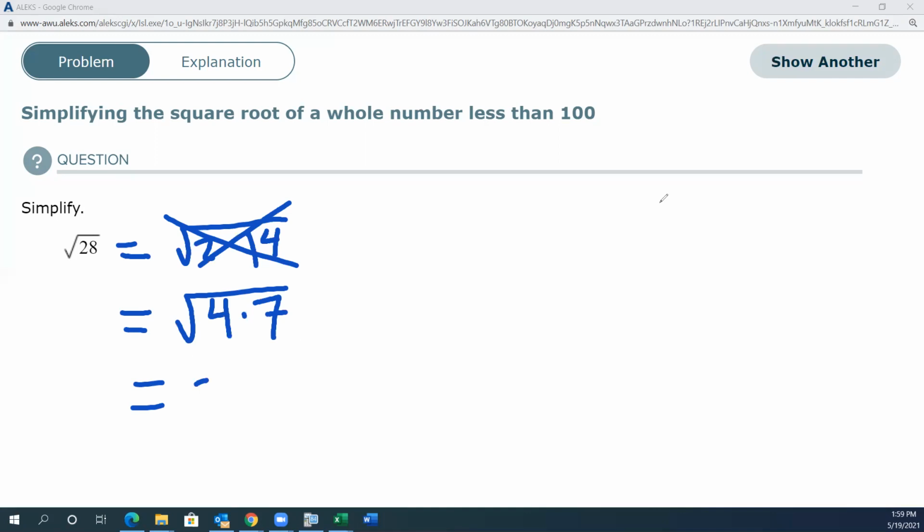I know that the square root of 4 is 2, and so I can write it like that. And that's the final answer. 2 times the square root of 7, 2 root 7.